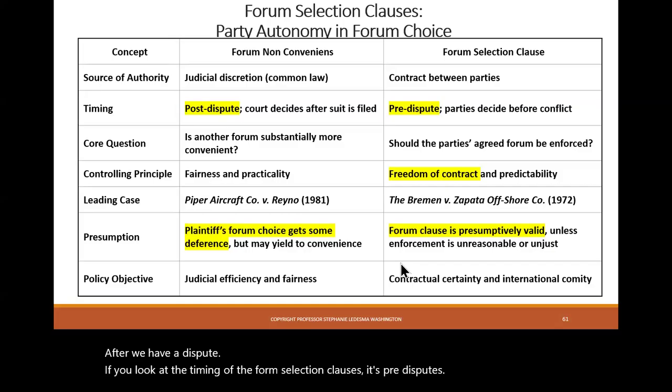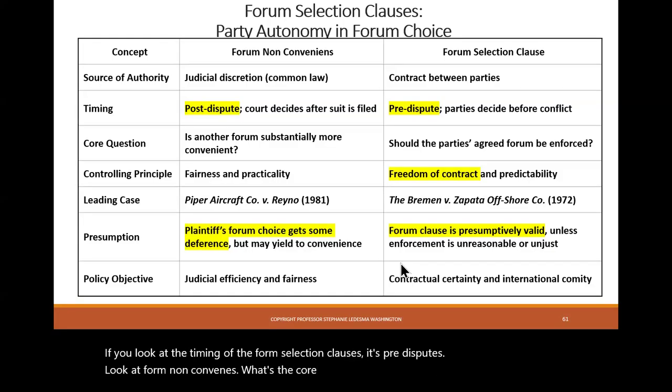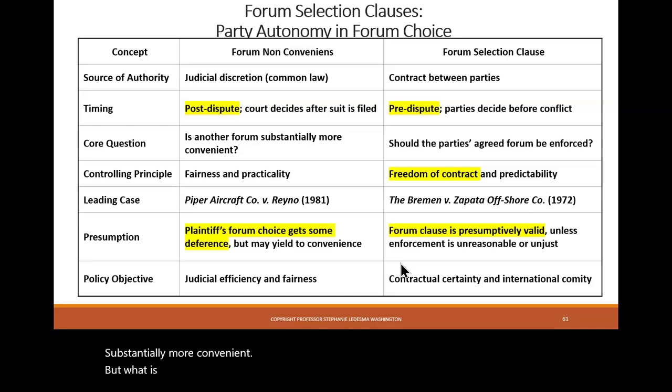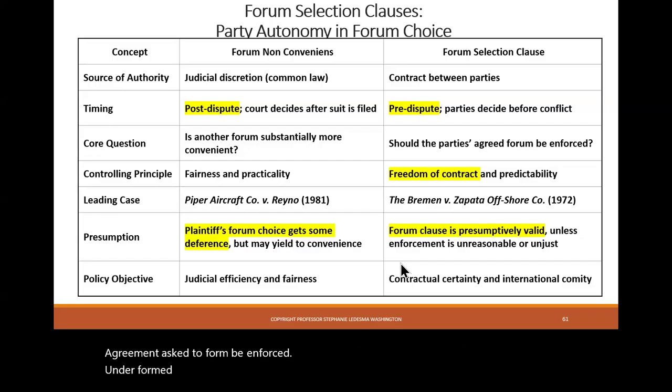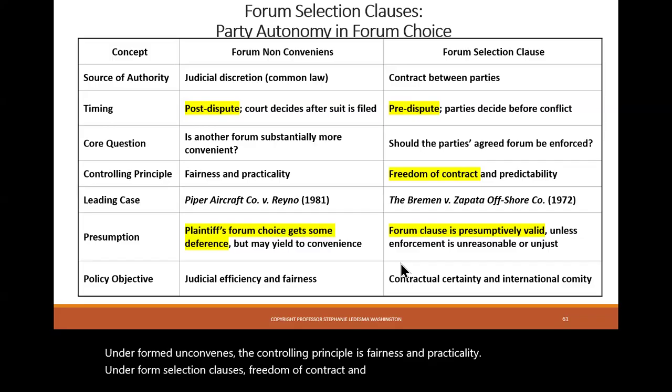Look at forum non conveniens. What's the core question? Is another forum substantially more convenient? But what is the core question when we're looking at forum selection clauses? Should the parties' agreement as to forum be enforced? Under forum non conveniens, the controlling principle is fairness and practicality. Under forum selection clauses, freedom of contract and predictability, right? Leading cases, presumptions, policy objectives.